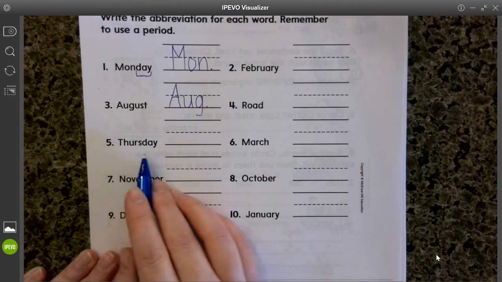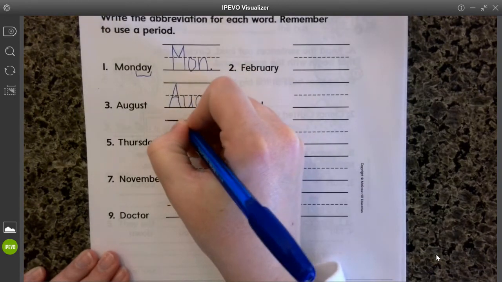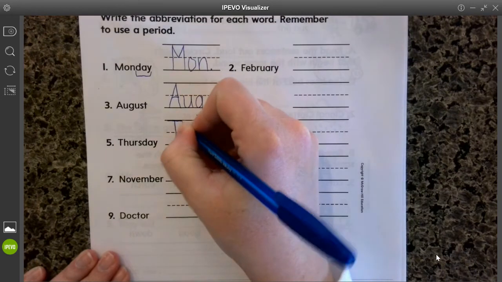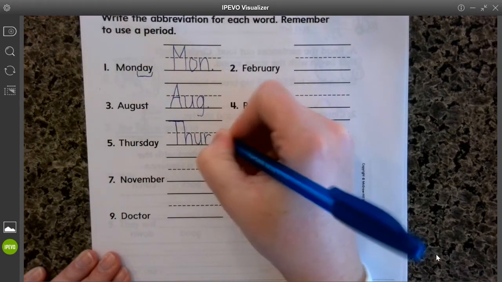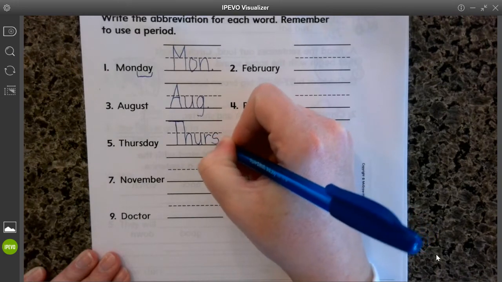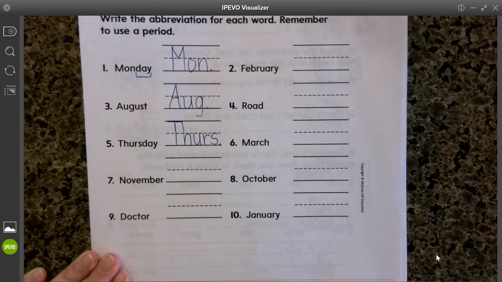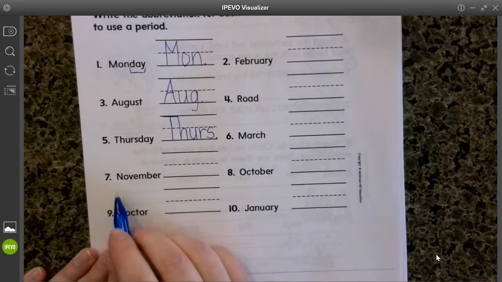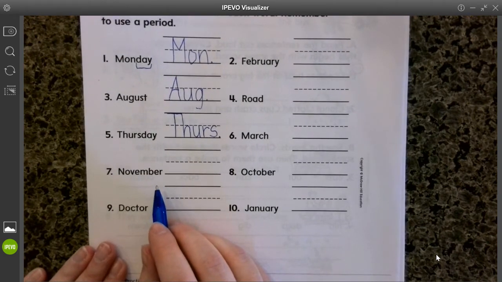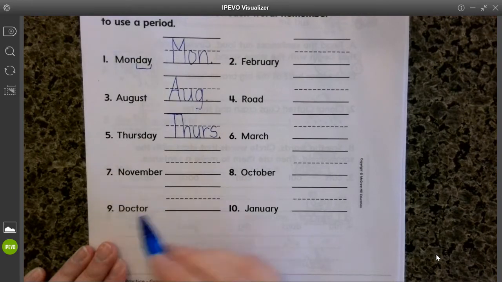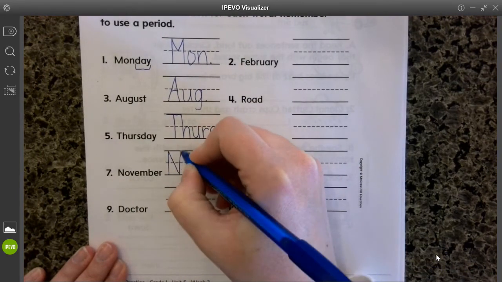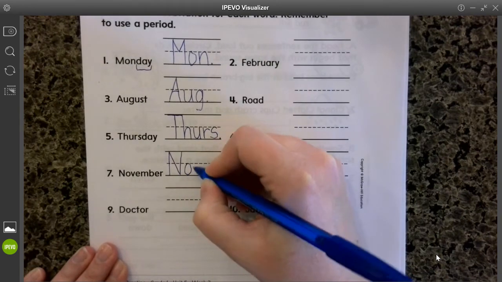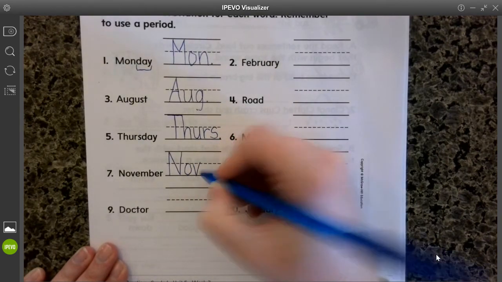If you said Thurs, you're correct. T-H-U-R-S, period. Okay, November, that's a month. What did we say we keep for a month? Usually we keep the first 3 letters. That's right. So we're going to keep the N, O, V, period.